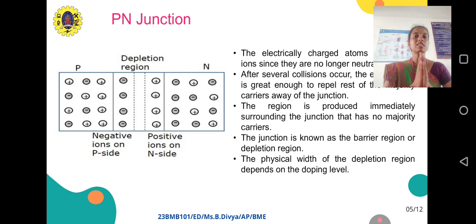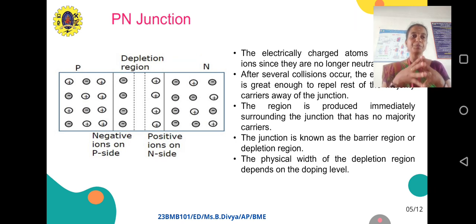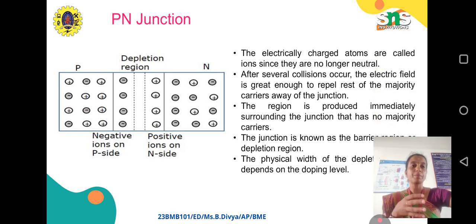As I told you, this is the depletion region where the electrons and holes get recombined together. This is the diffusion at the PN junction, the depletion region. The electrically charged atoms are called ions. When we give an external supply to it, the components will be electrically charged. They will not have any neutral particles; one is positively charged and one is negatively charged.